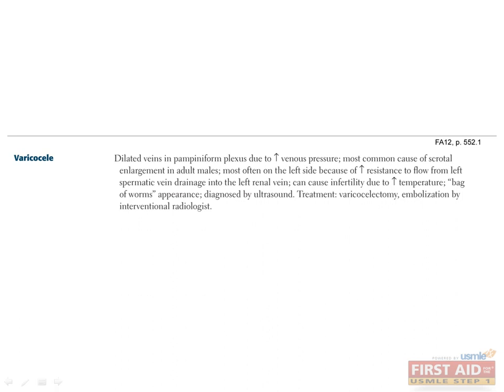Another benign condition you'll want to be knowledgeable about is varicocele, which describes dilated veins in the pampiniform plexus due to increased venous pressure. It's usually seen on the left side. This is due to increased resistance to flow due to the left testicular vein's connection to the renal vein versus the right testicular vein's direct connection to the IVC. In long-standing cases, it can lead to decreased fertility due to increased temperature.